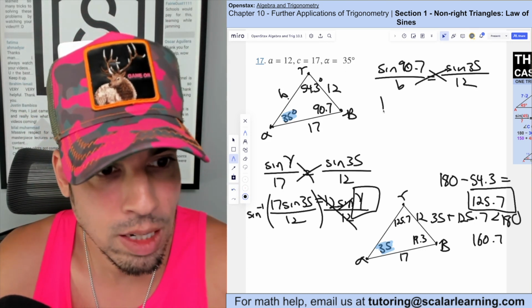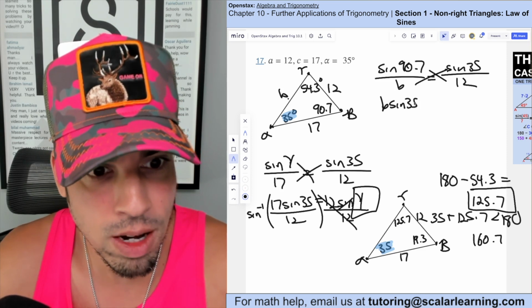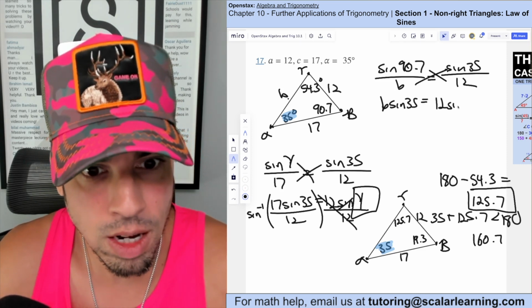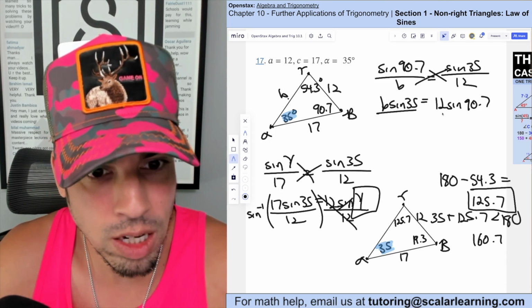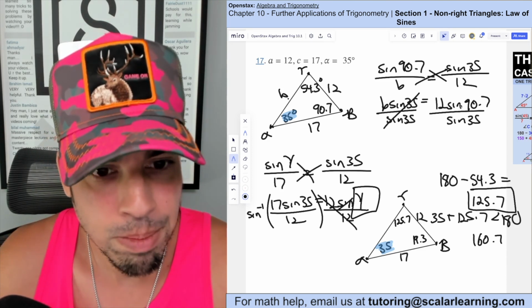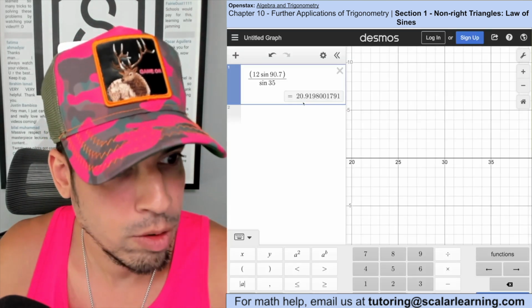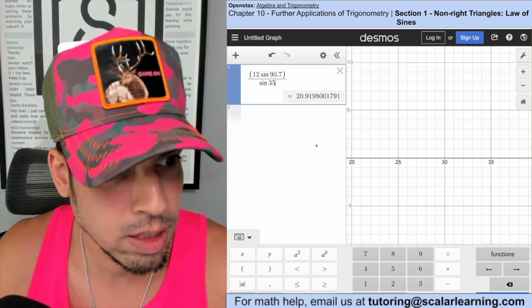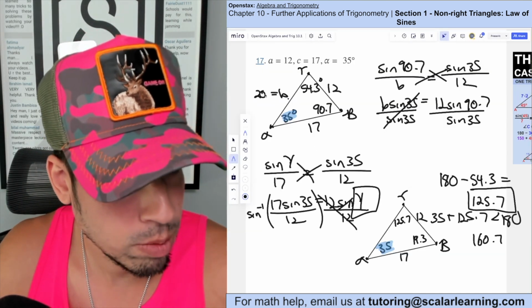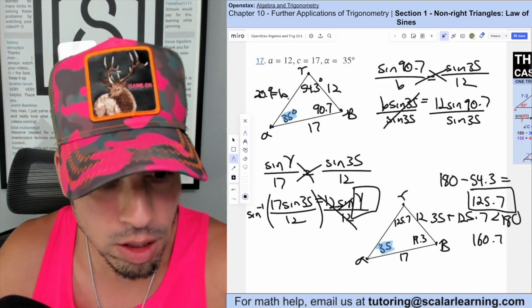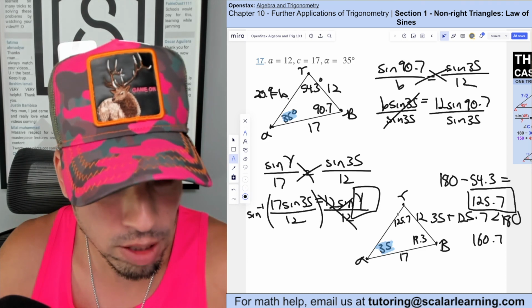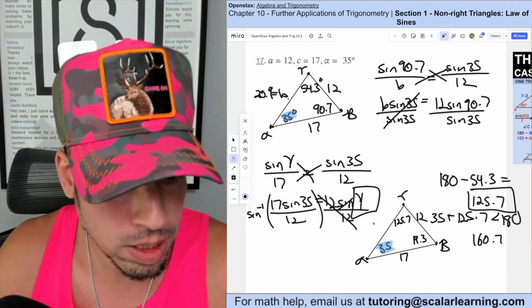Cross multiply, we get b sine of 35 is equal to 12 sine of 90.7. And then we're going to divide both sides by sine of 35. And to get b, let's plug that into Desmos. And here we get 20.9. So b equals 20.9. So this is one triangle solved. Now we've got to finish solving this one. We got the three angles. We got two sides. We just have to find this missing b here.